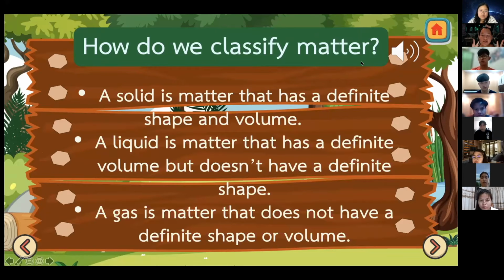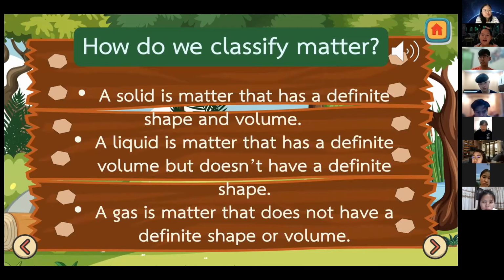Okay, in this paragraph, it's about how do we classify matter. A solid is matter that has a definite shape and volume. A liquid is matter that has a definite volume but doesn't have a definite shape. A gas is matter that does not have a definite shape or volume.